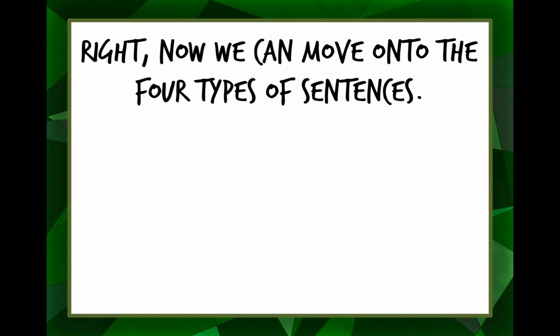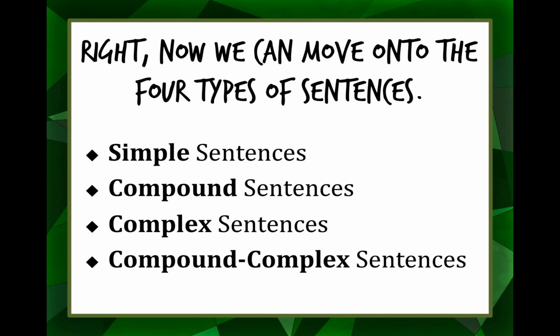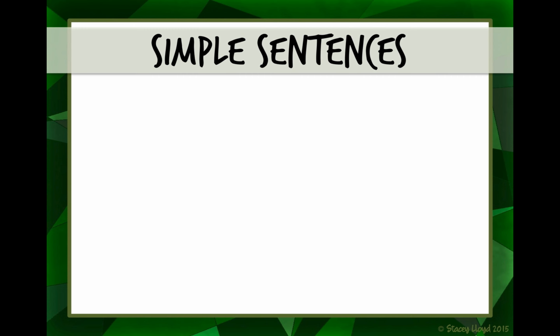All right, so we're going to move on to the 4 types of sentences, but today we're just going to talk about 2 of them. We're going to talk about the simple sentence, and we're going to talk about the compound sentence. And we're breaking it up like that so that our minds can remember just these 2 and not 4. We'll do the other 2 another day.